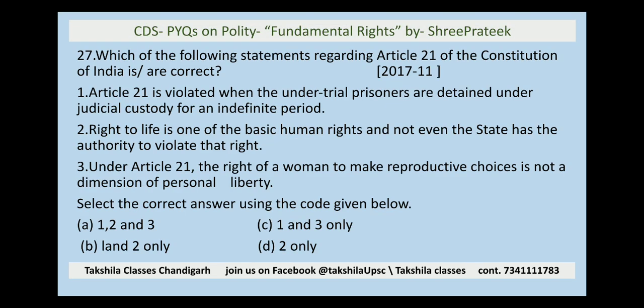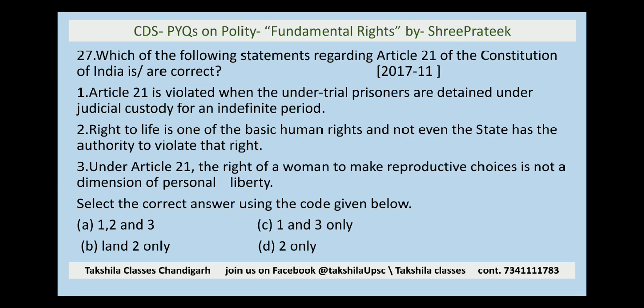नेक्स्ट आ जाइए, रिगार्डिंग आर्टिकल 21 इज वायलेटेड व्हेन द अंडर ट्रायल प्रिजनर्स आर डिटेन्ड अंडर जुडिशियल कस्टडी फॉर एन इंडेफिनिट टाइम. बिल्कुल इंडेफिनिट टाइम के लिए अगर किया गया तो वो होगा पहला स्टेटमेंट ठीक. राइट टू लाइफ इज़ वन ऑफ द बेसिक ह्यूमन राइट्स, नॉट इवन द स्टेट हैज़ द अथॉरिटी टू वायलेट that right. That is also true.